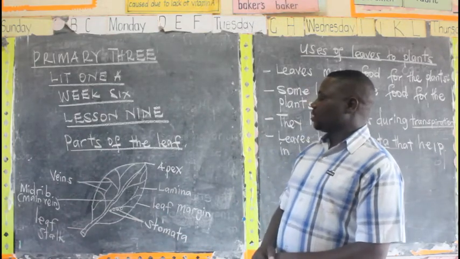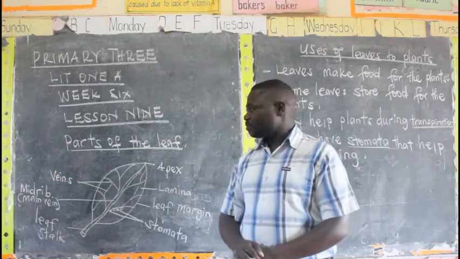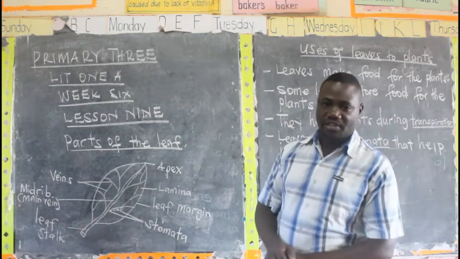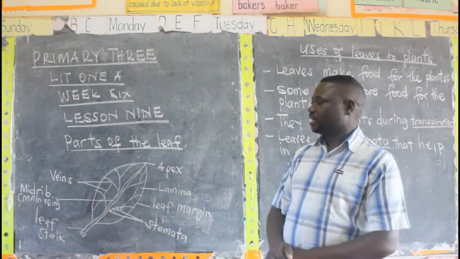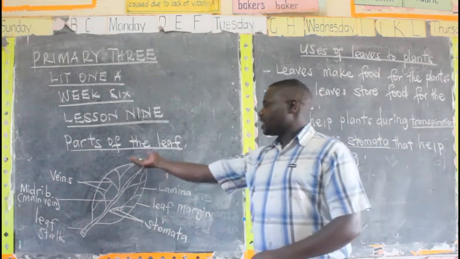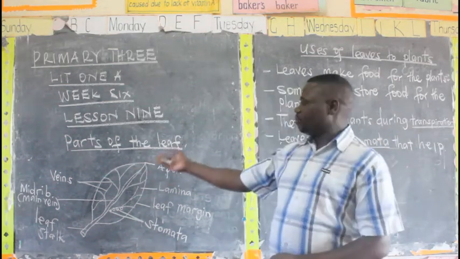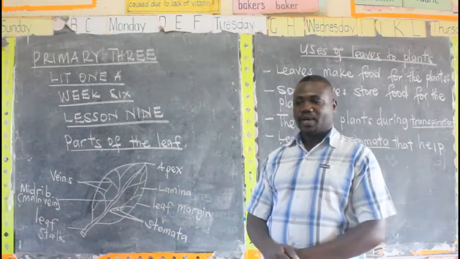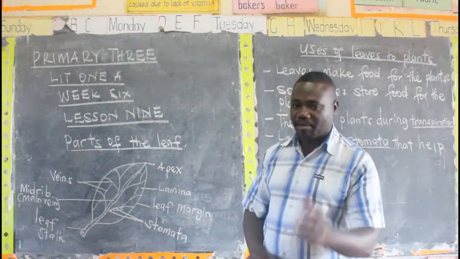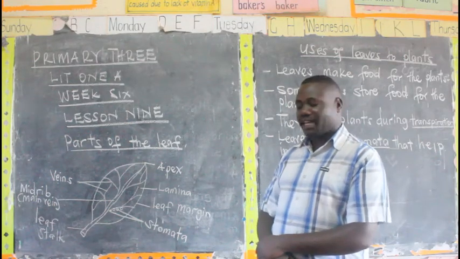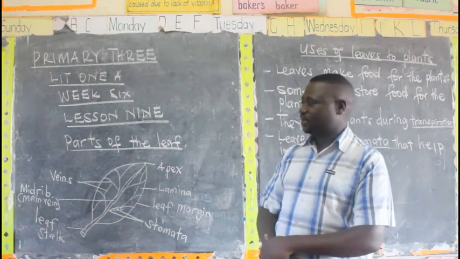But now tonight, we want to look at lesson 9 of week 6. And we are still continuing with classification of plants in our compound or in the environment. So basically, we are looking at parts of the leaf. Can you repeat after me? Parts of the leaf. Very good.